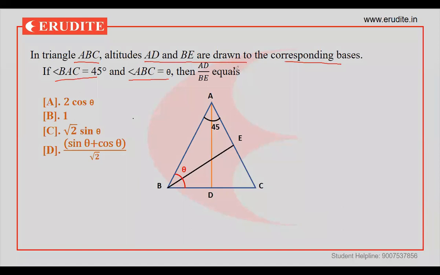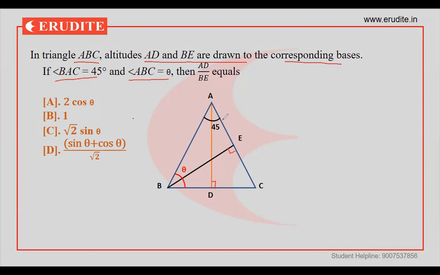So guys, based on this statement, I have drawn a figure. You can see that I have taken a triangle ABC. AD is one altitude, so this is 90 degrees, and BE is another altitude. This is 90 degrees, right? And the angle between AB and AC is 45, that is angle BAC, and the angle between the lines AB and BC is theta, that is angle ABC is theta degrees. We have to find the ratio of AD and BE.